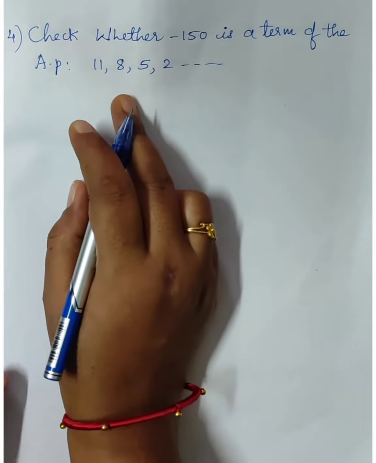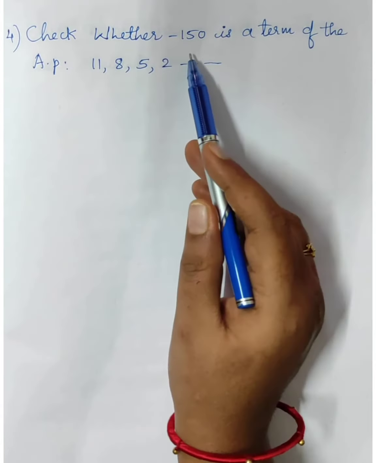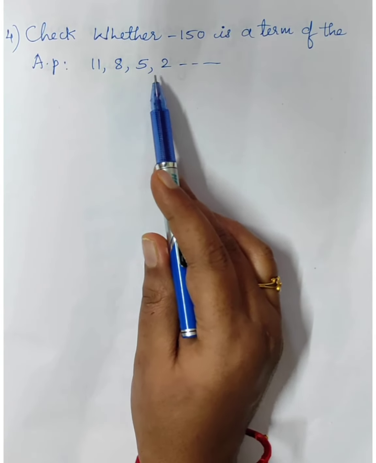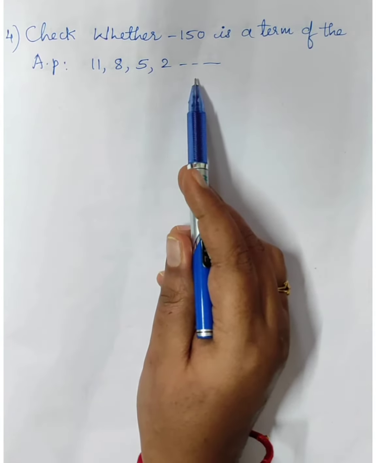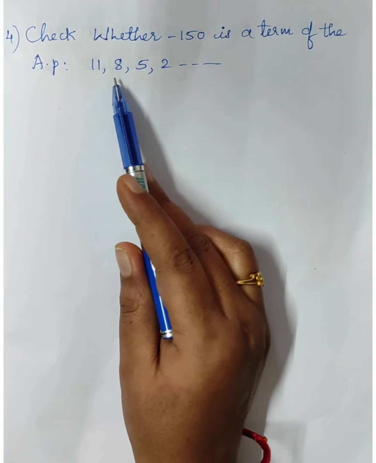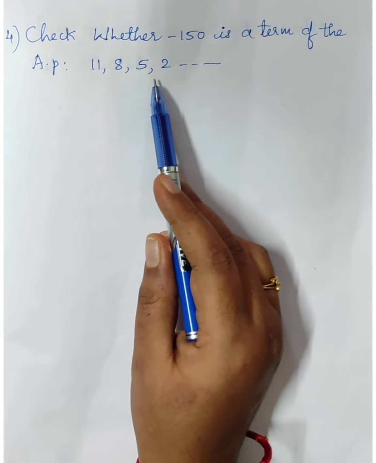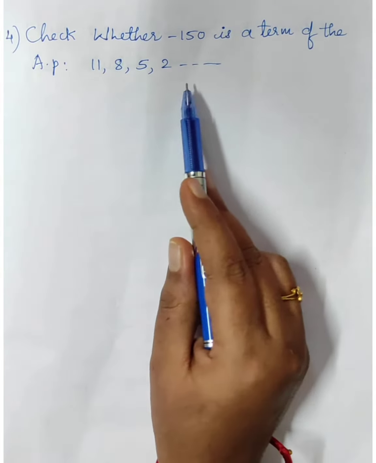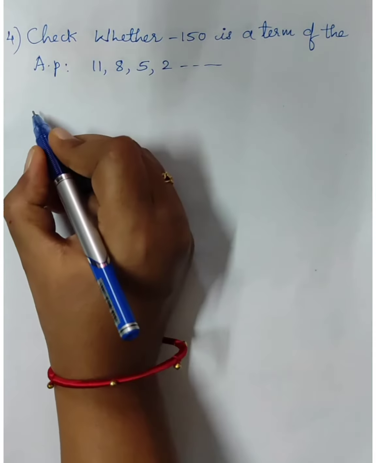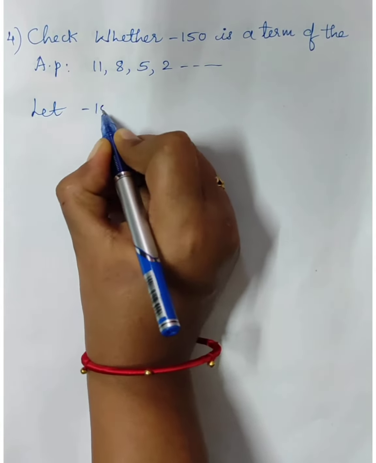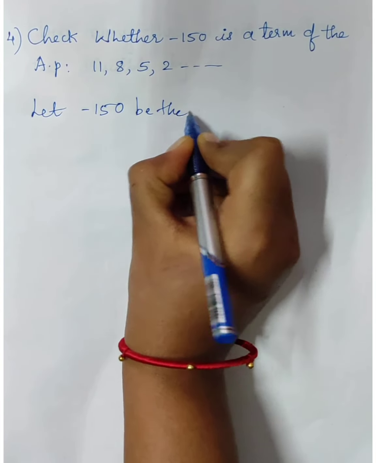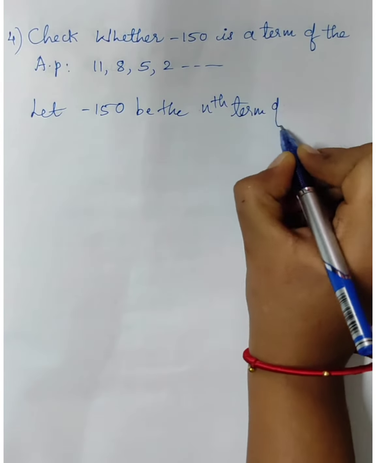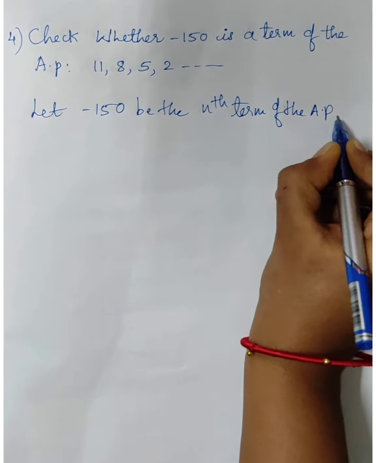Now question number 4. Check whether minus 150 is a term of the AP 11, 8, 5, 2. So given the sequence, we need to check whether minus 150 belongs to this sequence or not. Okay, whether this is a term of the sequence or not. So let me write first. Let minus 150 be the nth term of the AP.